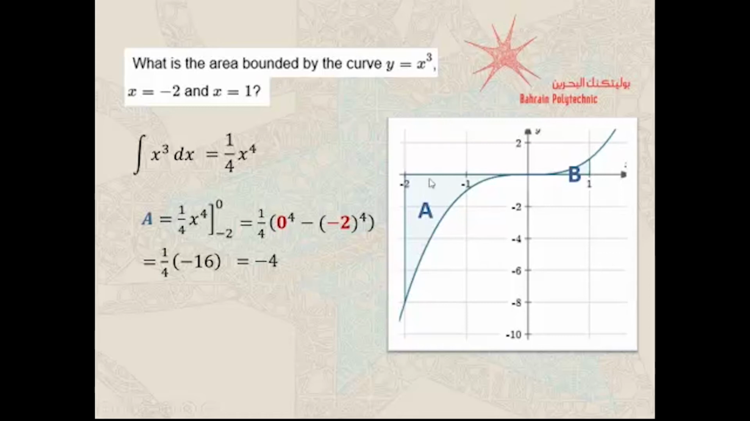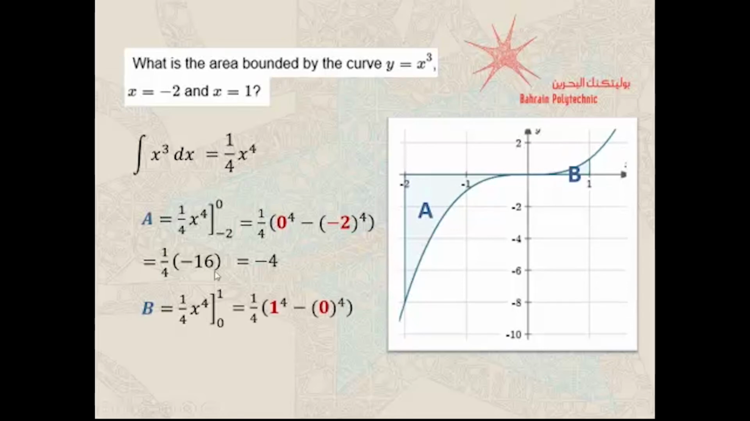So the area A is equal to -4, and you can see that it is negative because it is under the x-axis. Now I'm going to do exactly the same thing for B, changing the limits. So the area B is equal to, I take the result of the integral, which is a quarter x to the power of 4, and I'm going to evaluate it from 0 all the way to 1.